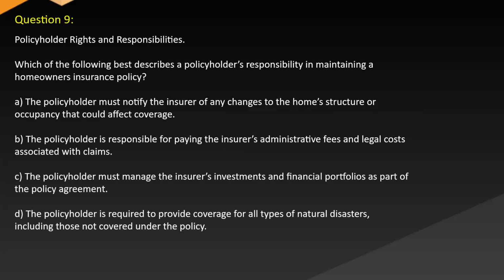Question 9. Policyholder rights and responsibilities. Which of the following best describes a policyholder's responsibility in maintaining a homeowner's insurance policy? A. The policyholder must notify the insurer of any changes to the home's structure or occupancy that could affect coverage. B. The policyholder is responsible for paying the insurer's administrative fees and legal costs associated with claims. C. The policyholder must manage the insurer's investments and financial portfolios as part of the policy agreement. D. The policyholder is required to provide coverage for all types of natural disasters, including those not covered under the policy.